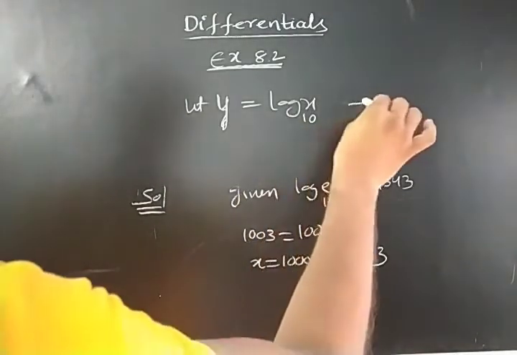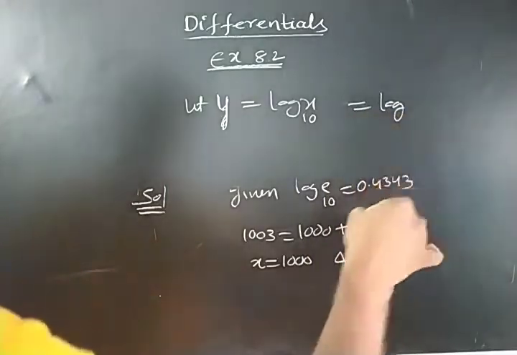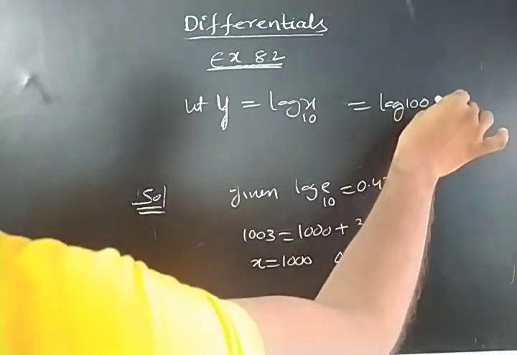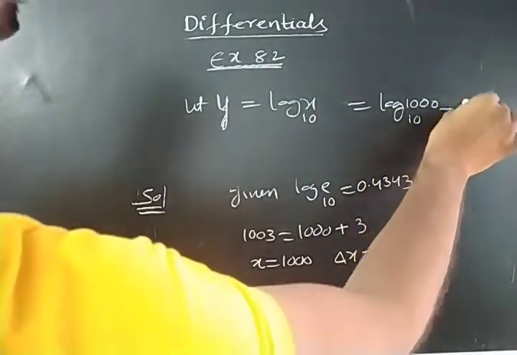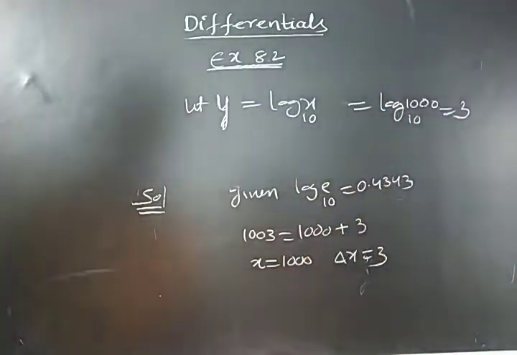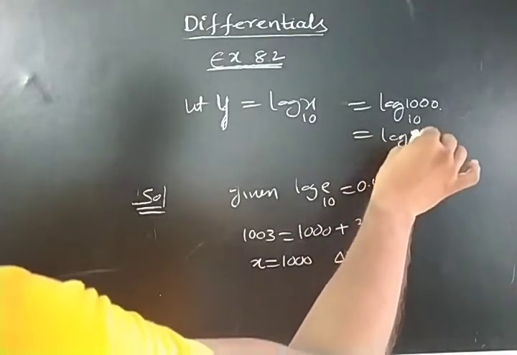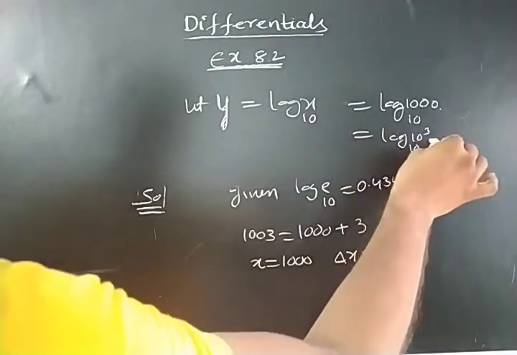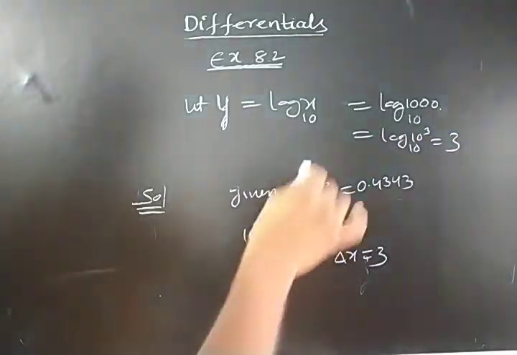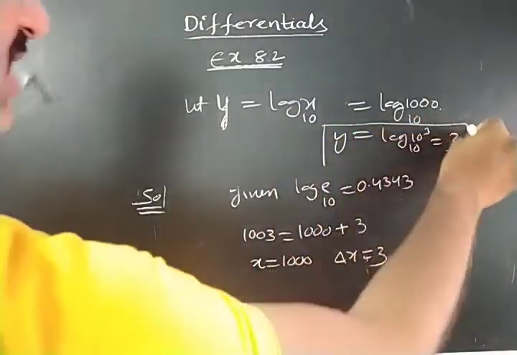So if you put the value of x, what is x? Log 1000 to the base 10 is equal to 3. Why? Because 1000 we can write as 10 cube. See here, you can write 1000 as 10 cube, log to the base 10, so that will be 3. So y value is 3. I got y value as 3.